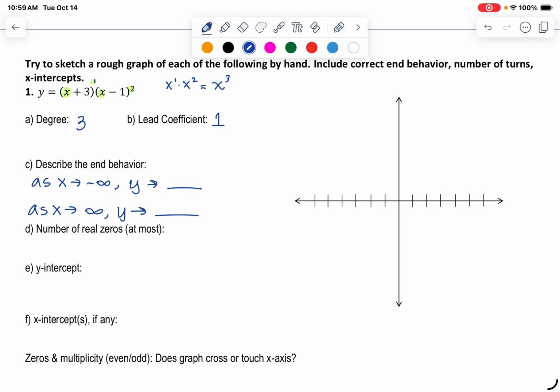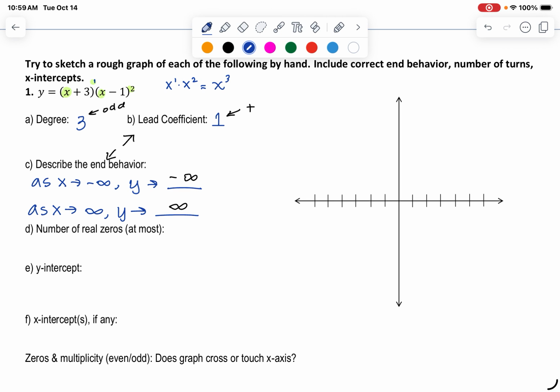All right, so we need to know what the ends of our graph looks like. So if the degree is 3, this is odd, and the lead coefficient is 1, this is positive. So odd would be opposite directions, positive would be like a positive slope line. So that's what my ends look like. As I look left, there's going to be an arrow pointing downwards, that's negative infinity. As you look right, there's an arrow pointing upwards, that's positive infinity.